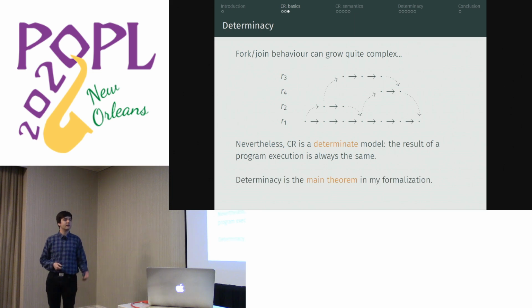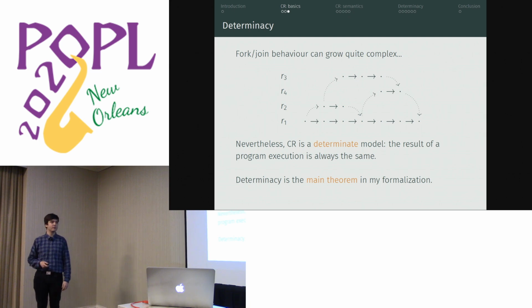And this is the main theorem in my formalization. I will say something about a result that is lacking later. And also what I did is formalize all the preliminaries that are needed in this paper proof.